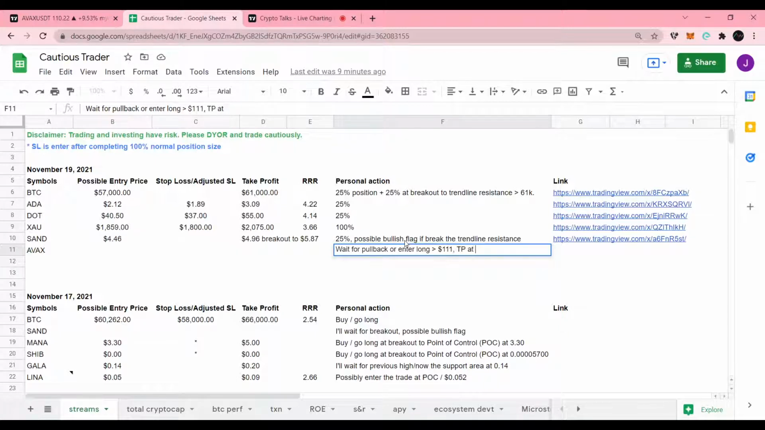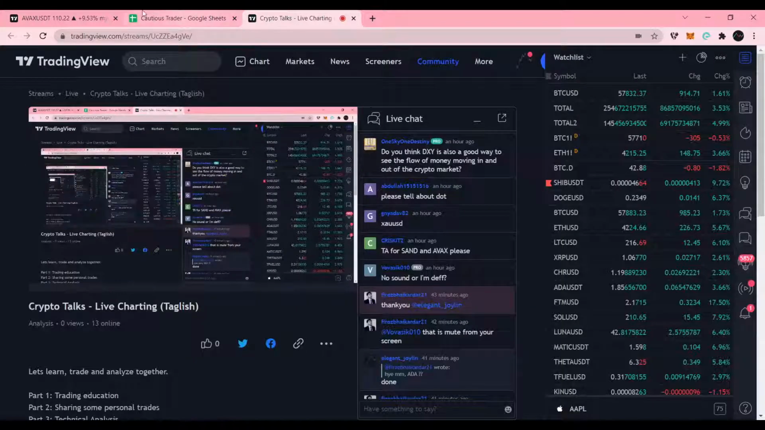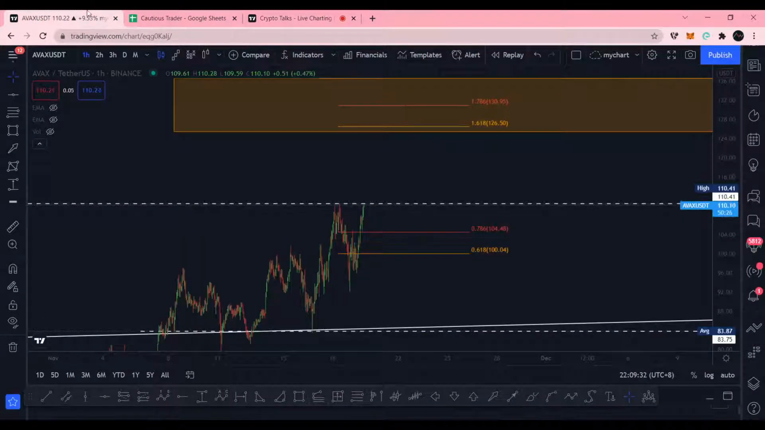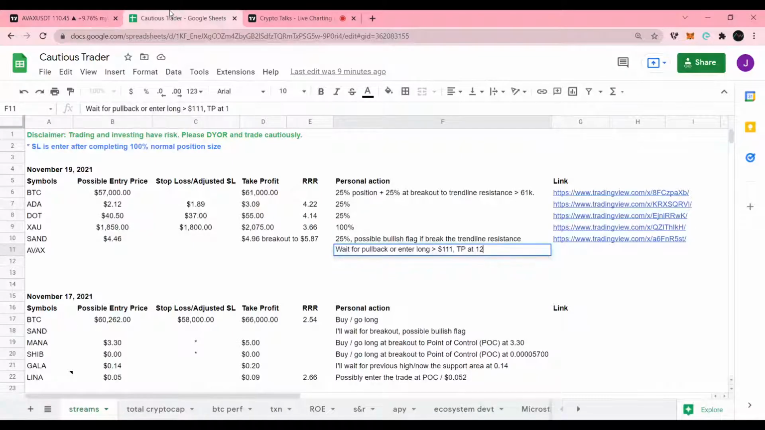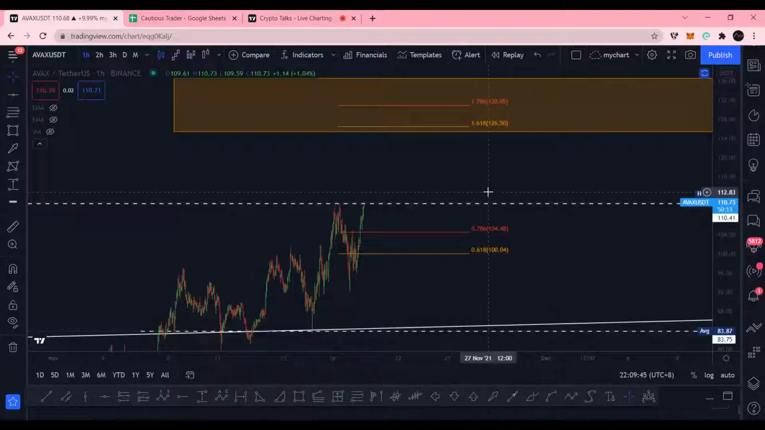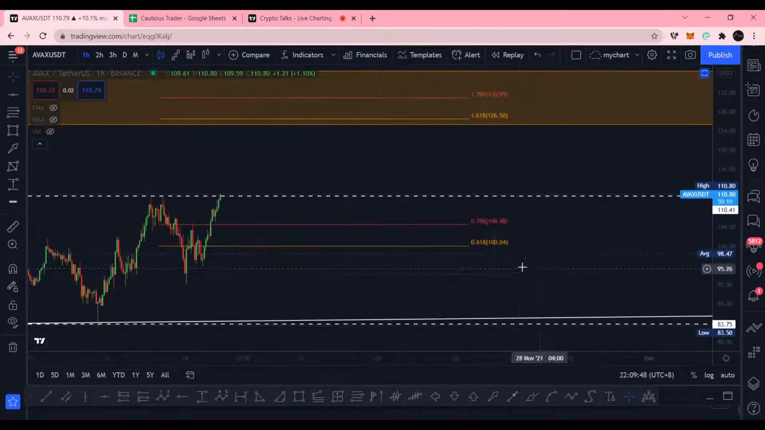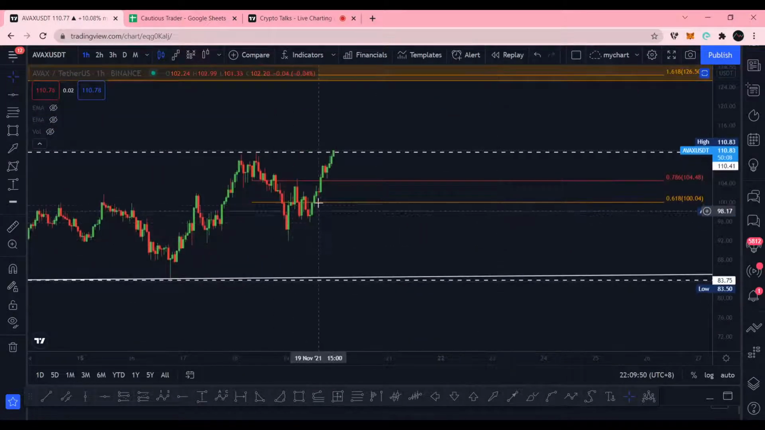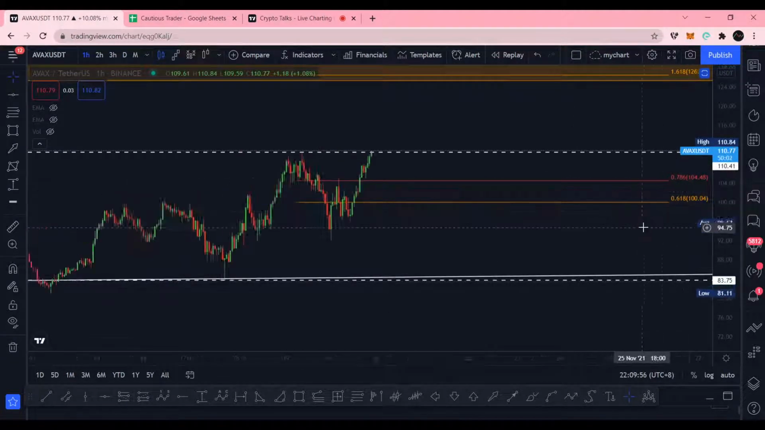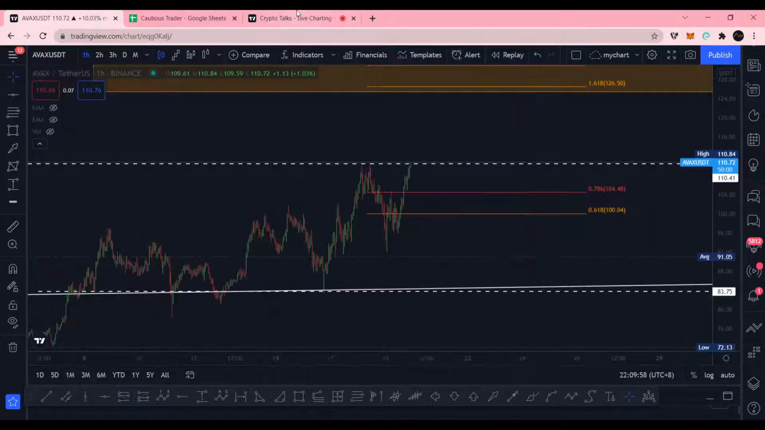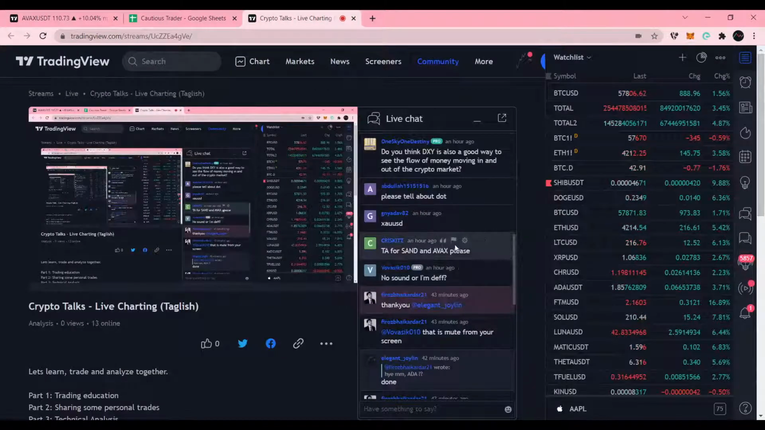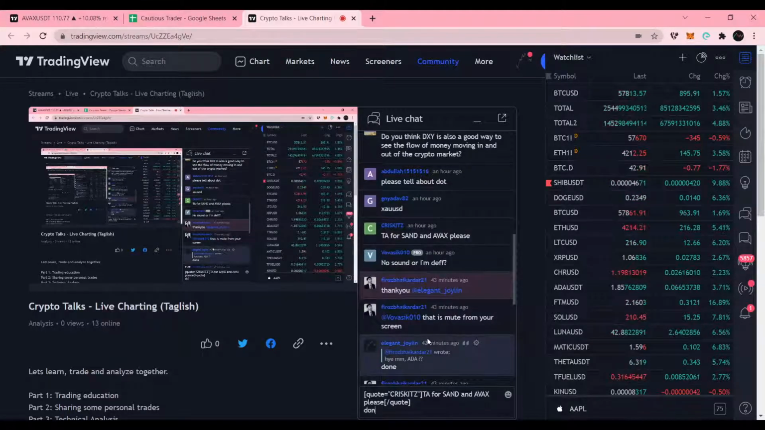Tapos TP at 126 to 130. But if I'm watching it, kung talagang nakatutok ako, I should have entered at least this golden fib, which is the $100. So, avalanche done. Wait a bit.